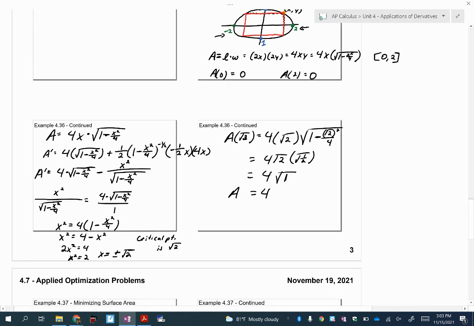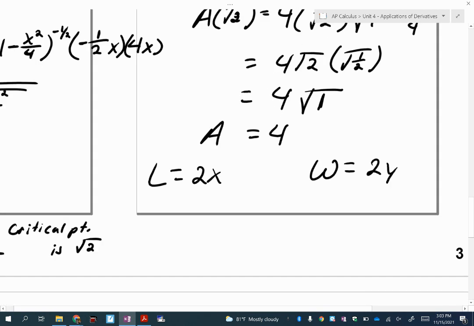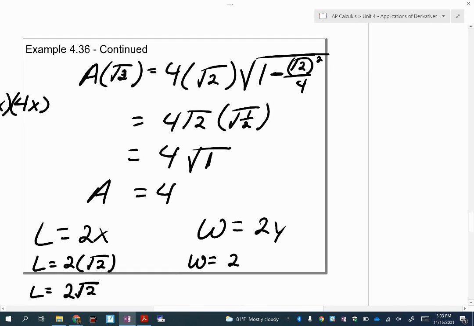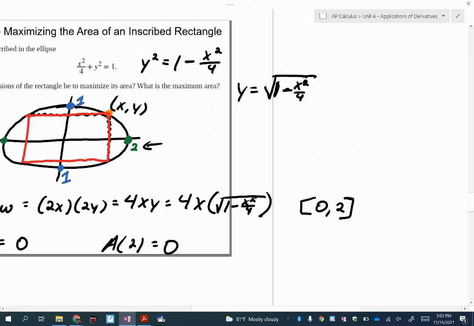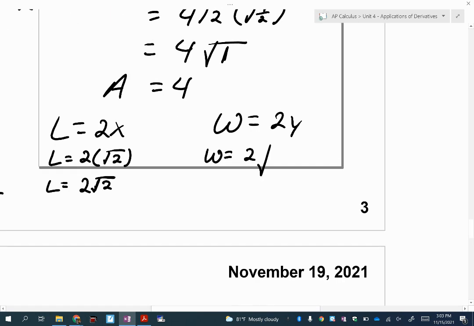Now, I'm not done because I need to find the dimensions for this. I told you that my length was 2x and my width was 2y. So the length is pretty straightforward. That's just going to be 2 times the square root of 2. All right, and then for my width, it's 2 times, and remember we said y was the square root of 1 minus x squared over 4. So that's 2 times the square root of 1 minus x squared over 4.